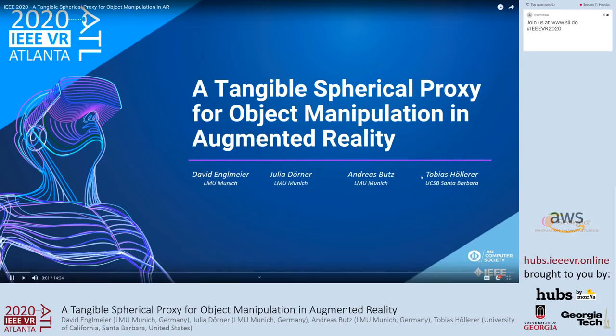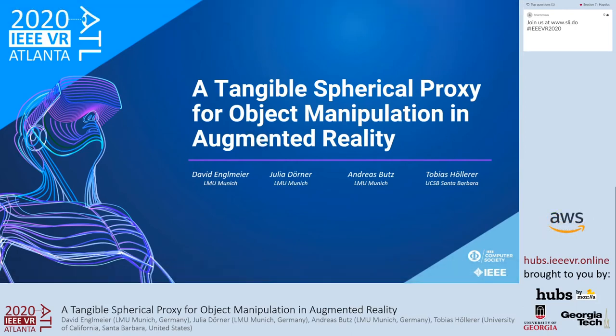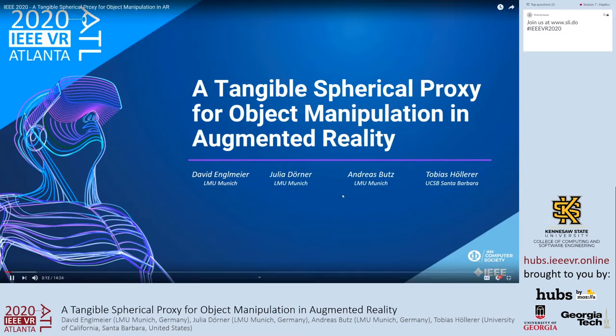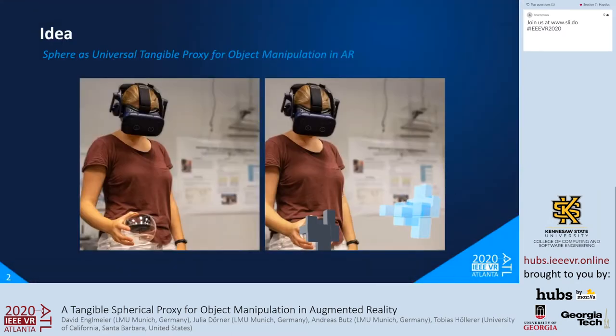Hi, I'm David from LMU Munich, and on behalf of my co-authors, I would like to present our paper, A Tangible Spherical Proxy for Object Manipulation in Augmented Reality. As its title indicates, our basic idea was to use a sphere as a universal object for embodying any kind of virtual objects in AR, while providing manipulation capabilities in not only translation and rotation, but also in scaling.